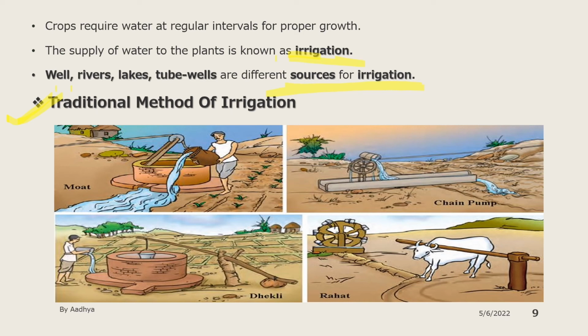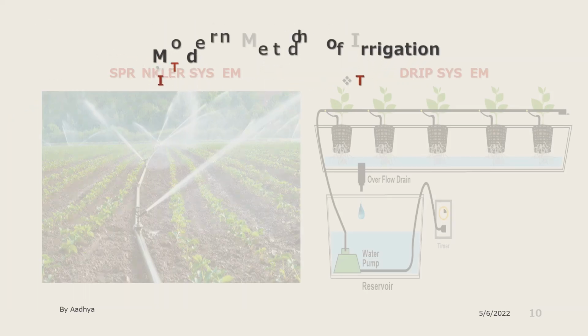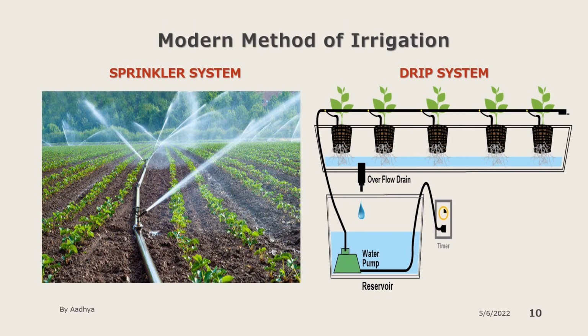In traditional method, humans or animals are involved. In the traditional method, humans or animals are needed to supply water to all the plants. So this is the traditional method of irrigation, and these are the 4 types. Now the modern method of the irrigation. Modern methods of the irrigation are 2 types, that is the sprinkler system and the drip system, right?